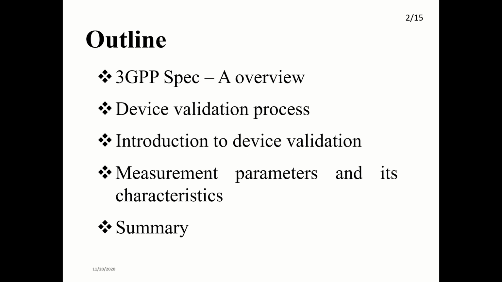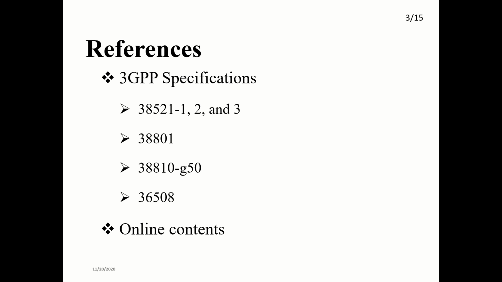In this presentation, we cover the 3GPP spec overview and the device validation process, meaning how device validation is done, the different parameters and how they are tested, and some of the parameters and their unique characteristics. We are not covering the entire set of parameters, but some of the key parameters. Then a summary, and these are my references.